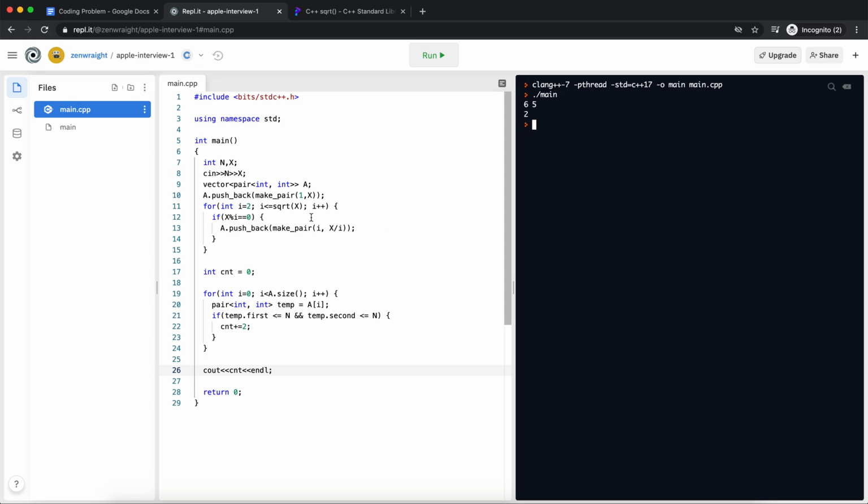Nice. So I hope this question was clear. The overall time complexity will be O of square root of x, because that's our for loop's end value, and the space complexity will be around O of n.